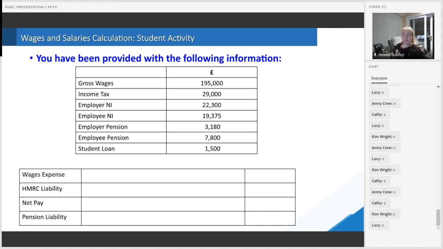So guys, anyone brave enough to have a go at that figure? The gross wages plus the employer NI and the employer pension. What do we think? Excellent, well done. That is absolutely the right figure.